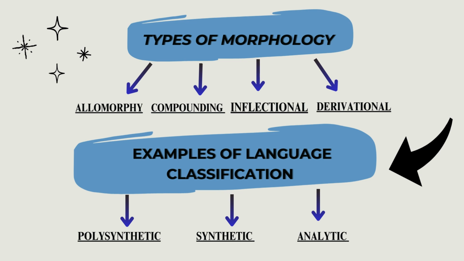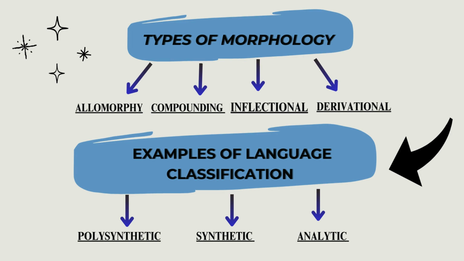Number 2. Synthetic languages. These languages use affixes to modify words, but not as extensively as polysynthetic languages. Like in Latin language, words like amavi that means I loved, and amamos that means we love, show how affixes indicate tense and subject.